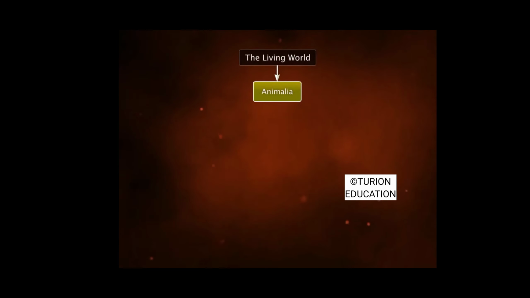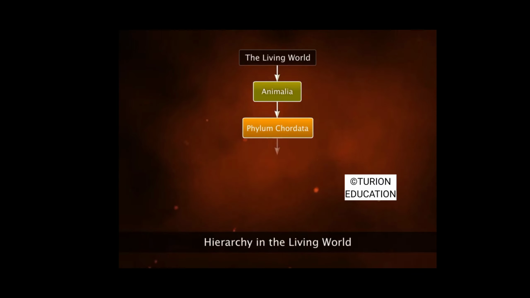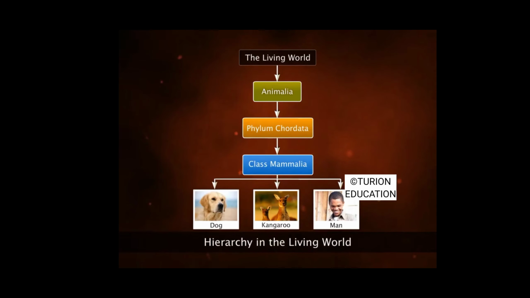For example, kingdom Animalia consists of phylum Chordata, that in turn consists of class Mammalia. Class Mammalia consists of different living species. Here, members of class Mammalia are a part of phylum Chordata and kingdom Animalia.